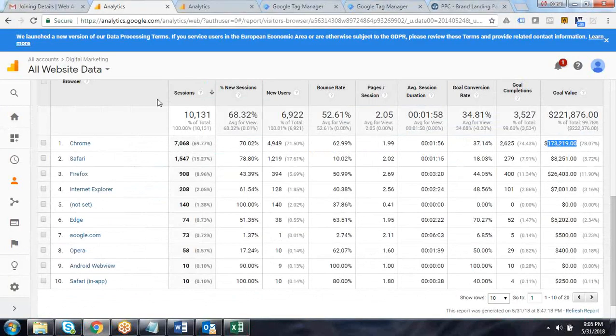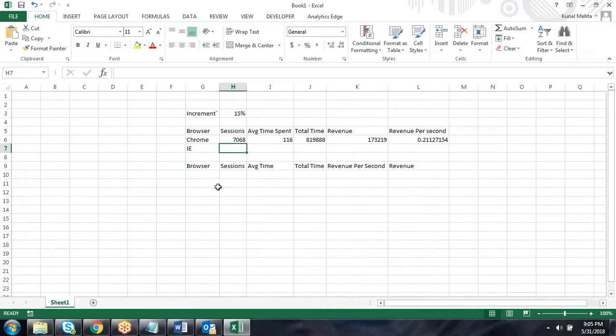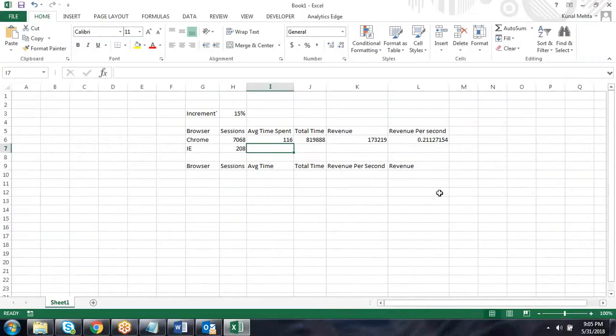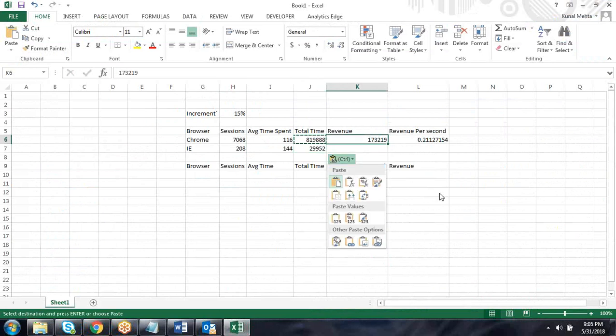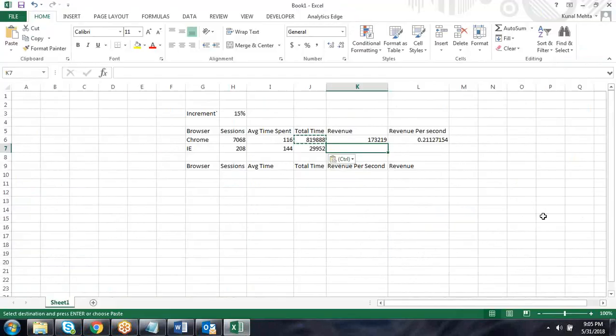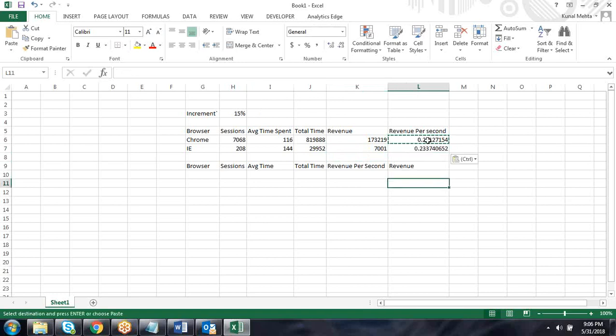Similarly, I can do it for IE as well. 208 sessions. Average time spent is 2 minutes 24 seconds, which turns out to be 144 seconds. Yes, 15% is an assumption, Rahul. Total time would be this much. Revenue I already have from IE. It's around $7,001. And revenue per second would be around 23 cents.